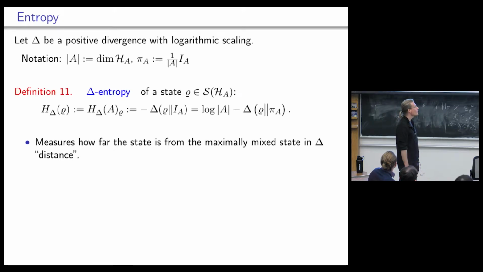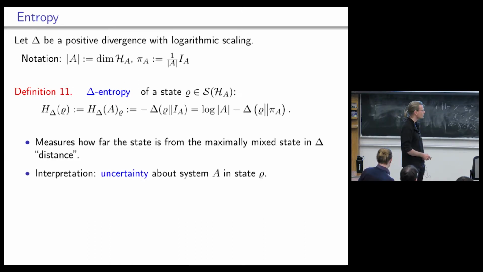Okay. And we define the entropy of a state on the system A by this formula. There are two conventions to write it. Either we use the notation H for entropy, we put the divergence here in the index, and either we put the state in the argument, or we put the system label in the argument and the state in the subscript. And there are two equivalent ways of defining it. It basically measures how far the state is from the maximally mixed state in this delta distance. Okay. And the reason why you can write them in these two forms is exactly because of this logarithmic scaling. Okay, so this is why it's useful and assumed here.